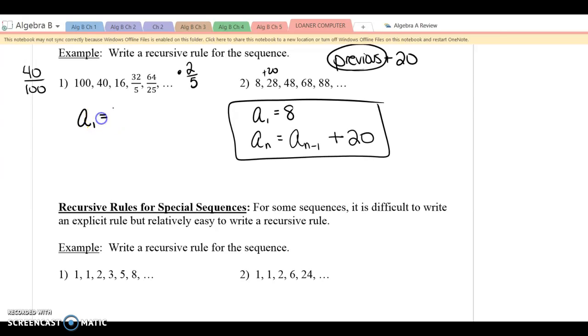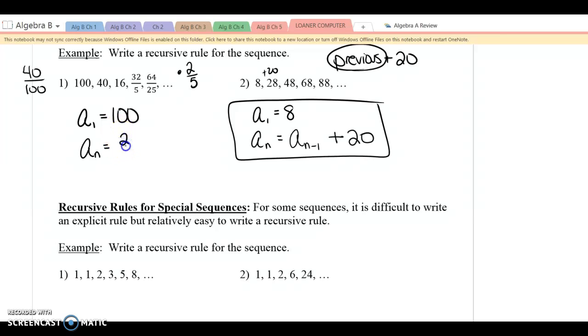Every recursive rule, you have to give a starting point. Our starting point is 100. So our first term is 100. Make sure you get that written down. Underneath, let's describe what's happening. We are taking our previous term times 2/5.